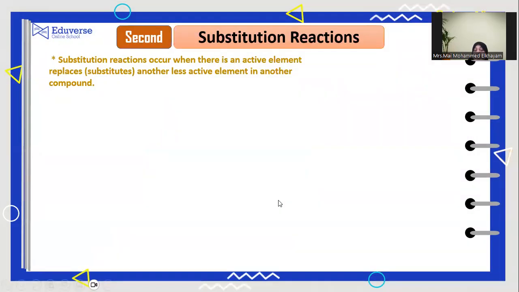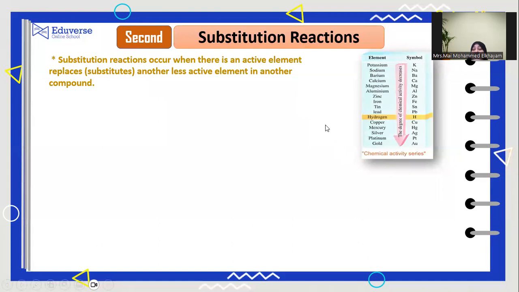Now, with the substitution reactions, from its name, you can guess that substitution reactions occur where an active element replaces or substitutes another less active element in another compound. You may ask me, but how do I know that this is more active than another? This depends on the chemical activity series.